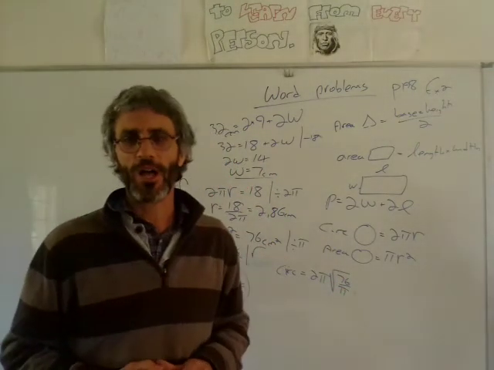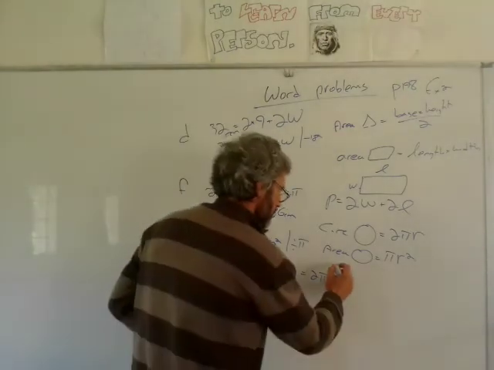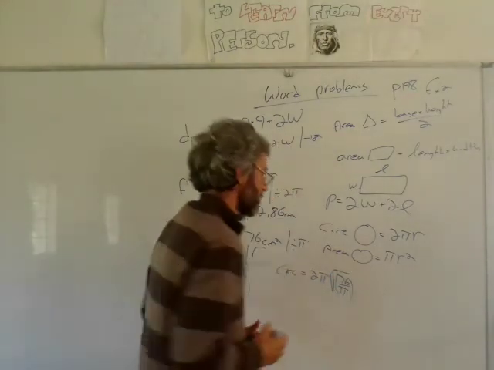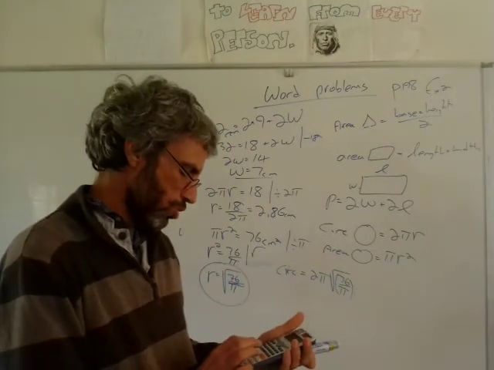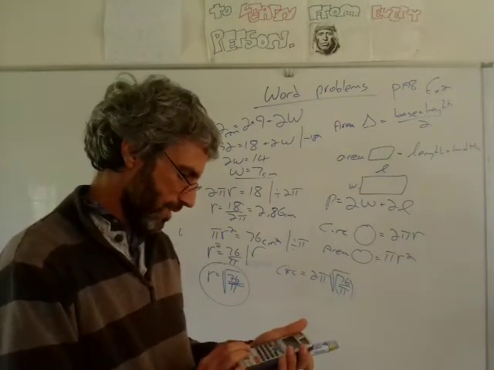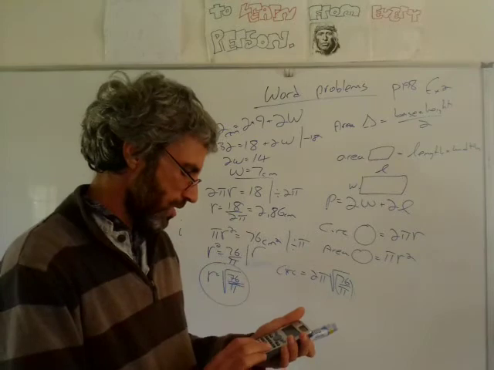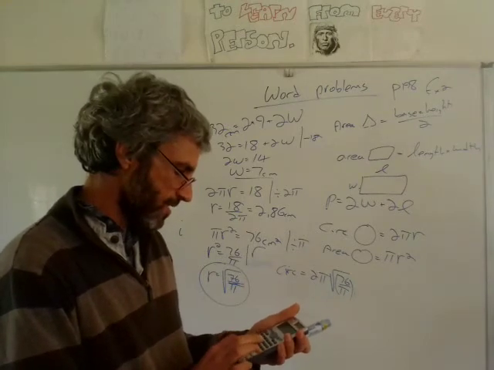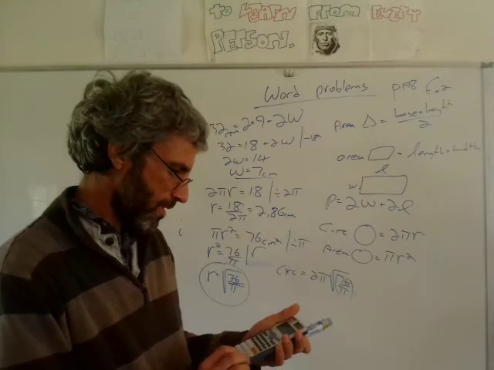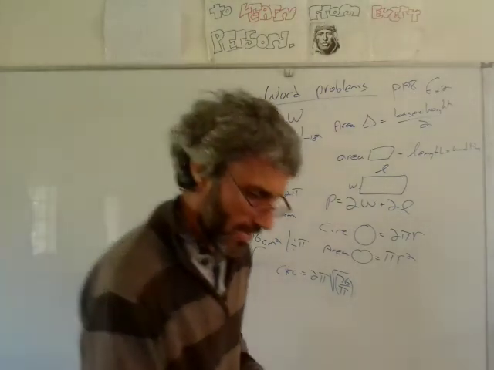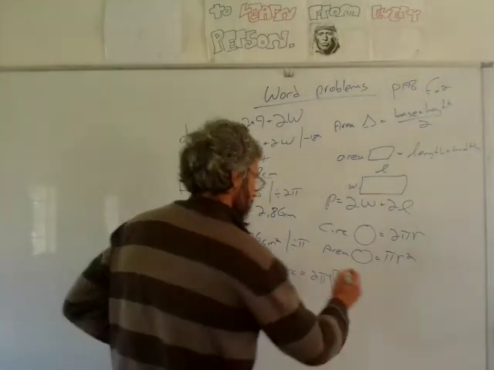Now put that in your calculator. You'll probably have to put that in brackets. So you write 2 pi times square root, and in the square root, you write 76 divided by pi. And the answer I get is 30.90.